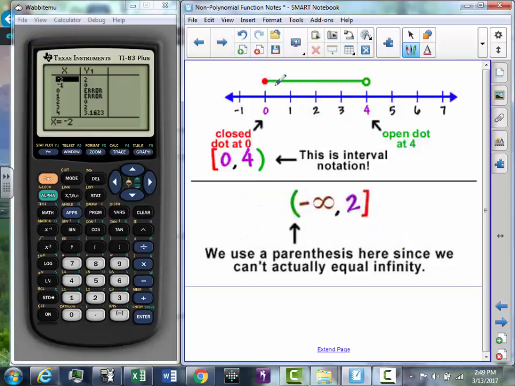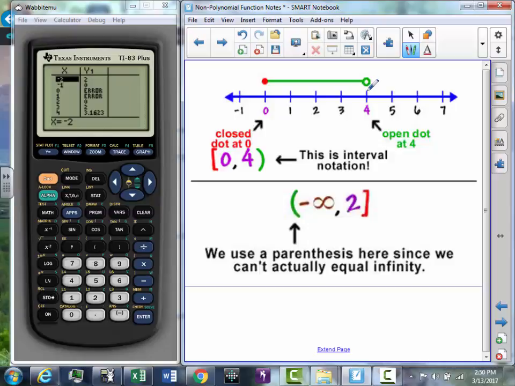Let's say that you were allowed to go from 0 to 4. 0 is permissible, but 4 is not permissible because there's an open dot. This notation will be written as 0 to 4. You'd use a square bracket around the 0 because you're allowed to use 0. And then you end with a rounded bracket around the 4 because you can't actually use 4. You can use everything up to 4, just not 4 itself.